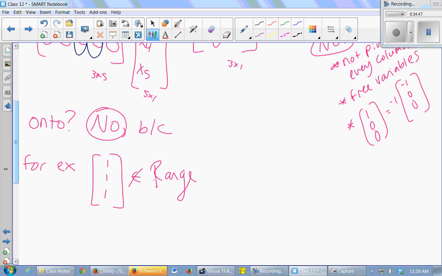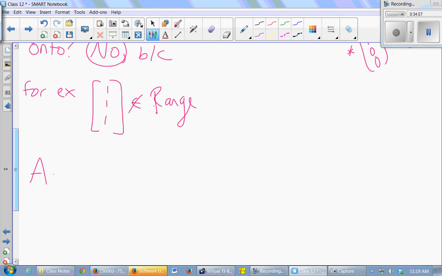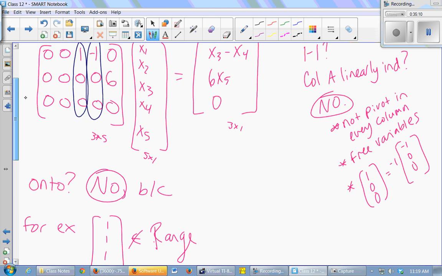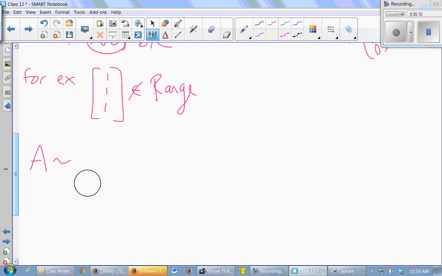If I wanted to answer this via the matrix A, I would just row reduce A, and there's not a pivot in every row. So A ends up being equivalent to, oh, I didn't do it because I said it's too easy to answer the other way. Well, you already have a row of all zeros, right? So you know you can't have a pivot in the last row. So you would say not onto, because A doesn't have a pivot in every row.